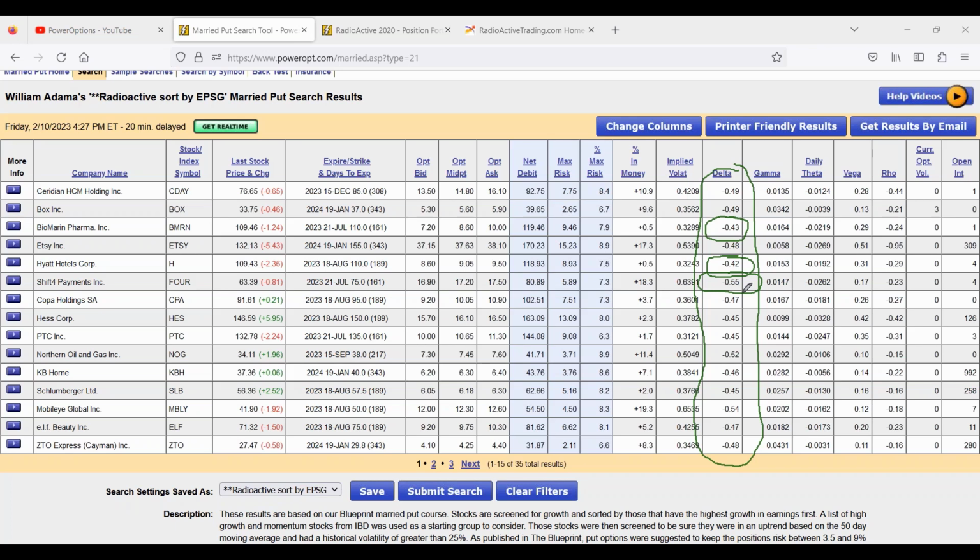Even though we're not using delta, the delta is in a very tight range, because of the other criteria that we're using. They go hand in hand. You don't need to use the obscure terms. I don't want to say archaic, but obscure terms of delta, gamma, theta. It's already there. Implied volatility.